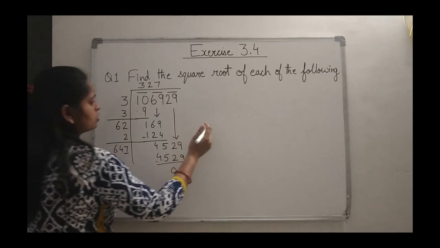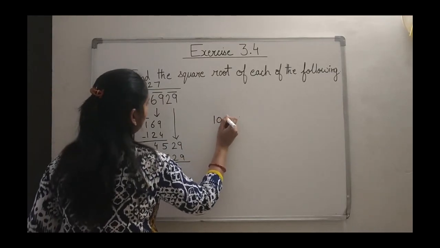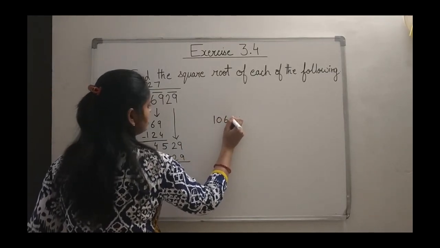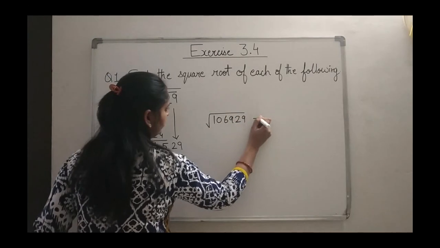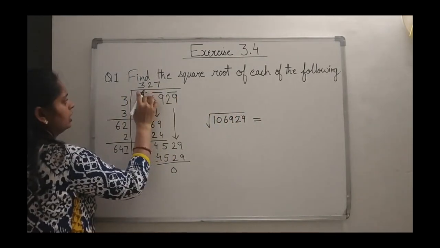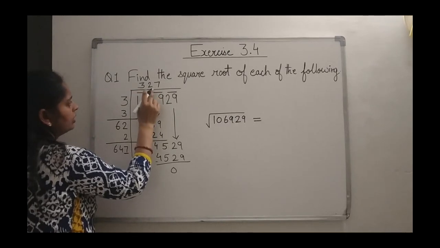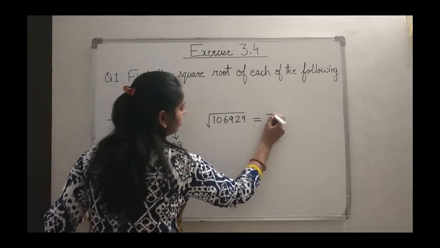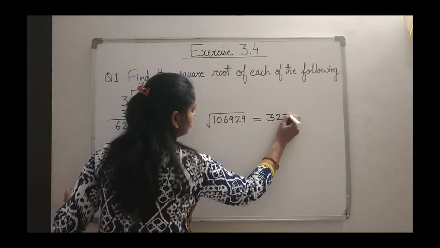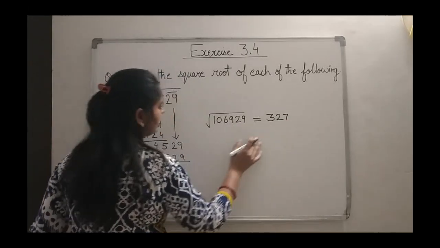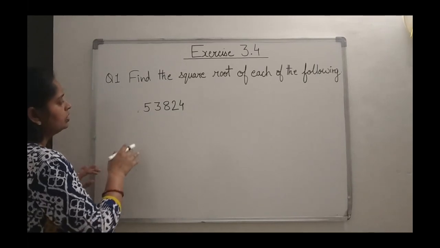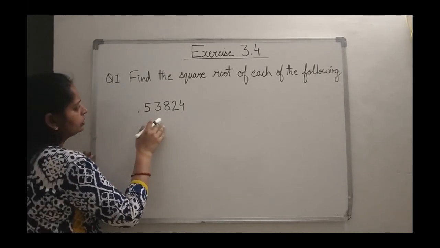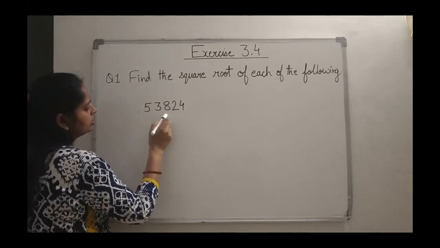Now what square root did we get? The square root of 106929 is equal to whatever number we are getting here. What number are we getting here? 327. So the square root of this number is 327. Okay. Now see the second part. You have to find the square root of 53,824.